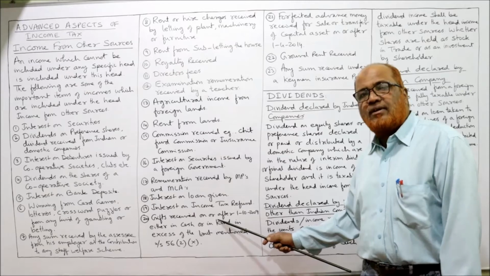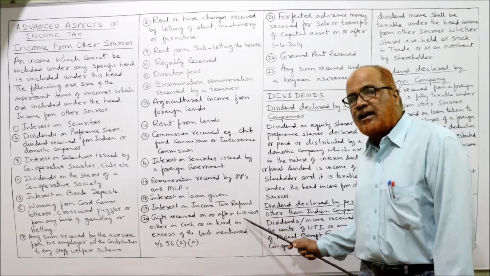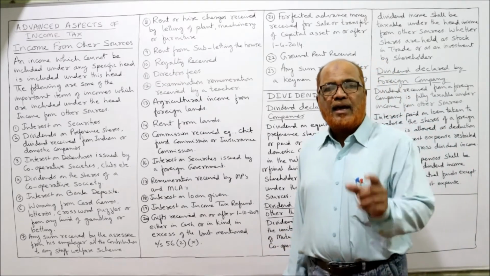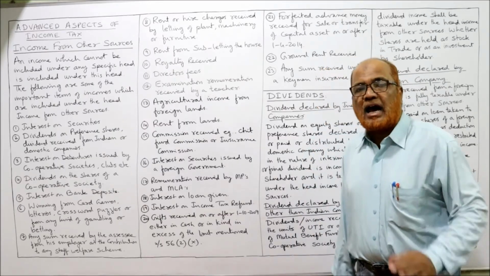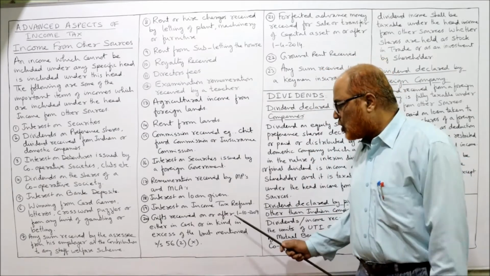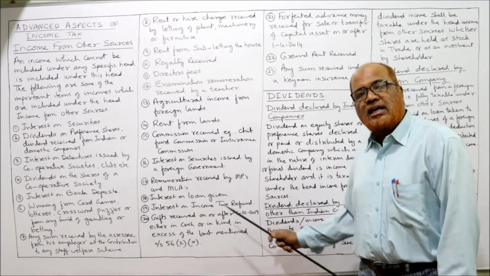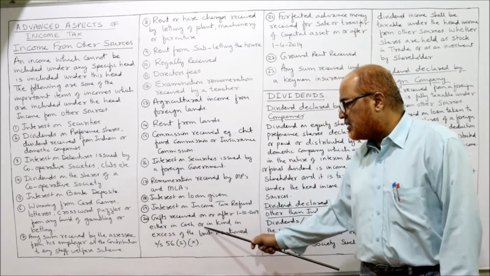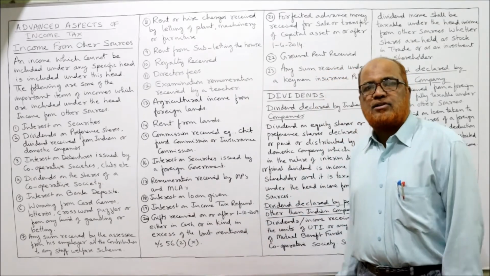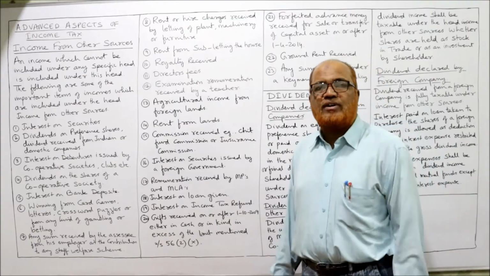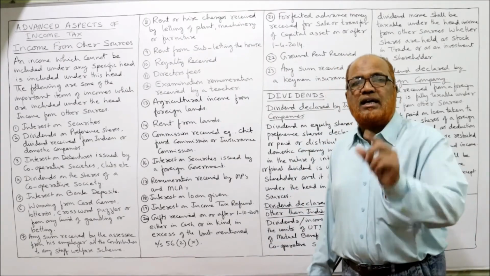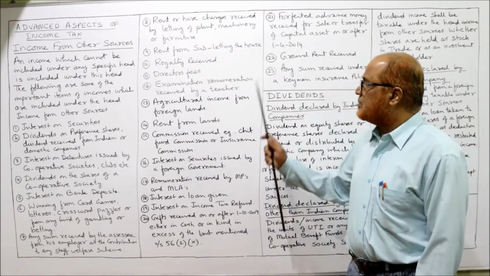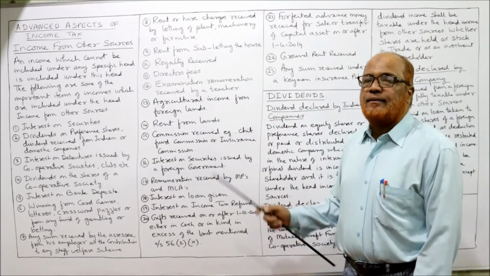Next, gift received on or after 1/10/2009. Any gift received by a person on or after 1st October 2009, either in cash or in kind, in excess of the limit, is taxable. We'll discuss in the next video what the limit is for this gift. That is also taxable.